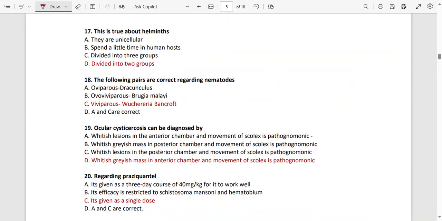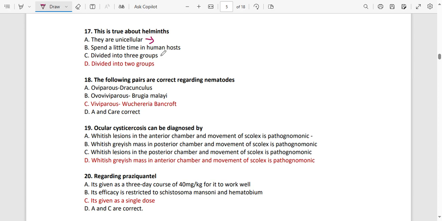This is true about helminths. They are unicellular. Now, helminths are not; they have a lot of cells. They are actually multicellular, and spend little time in the human host. Hmm, they spend time there. Some worms can actually be with us for life.